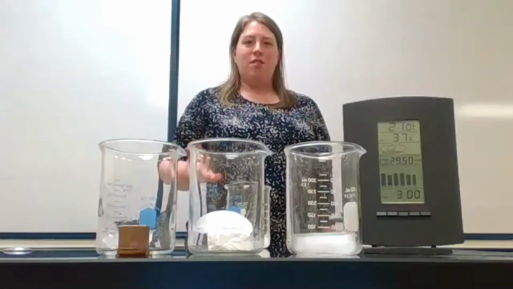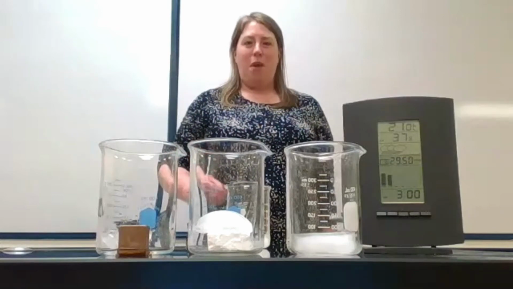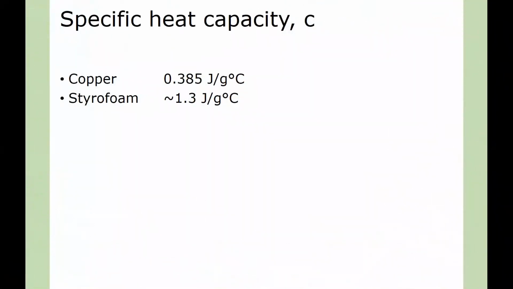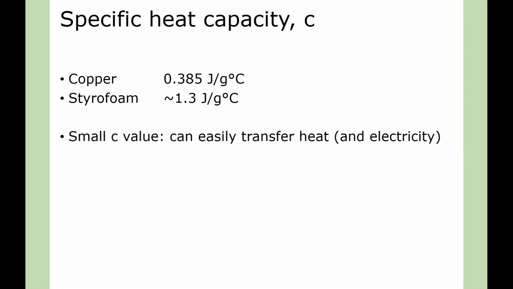So styrofoam and copper have very different thermal properties and very different specific heat capacity values. Copper and styrofoam started at the same temperature, room temperature, but only one of them could melt ice well. This is because of their different specific heat capacity values. Copper has a very small specific heat capacity value. This means it can easily transfer heat.